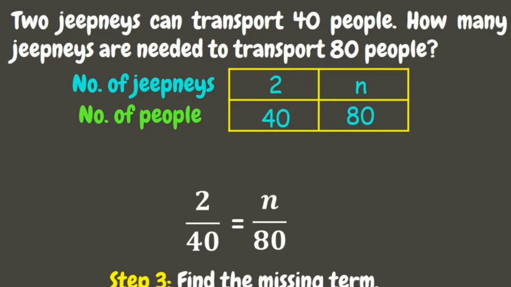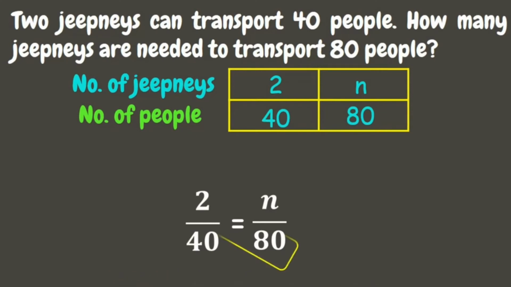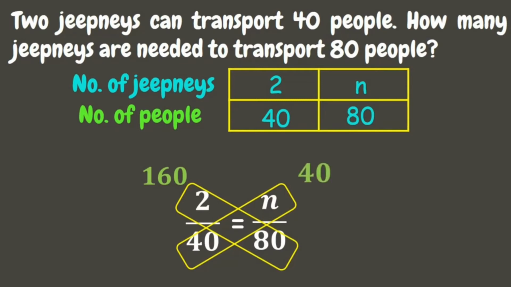The next thing is to find the missing number. To get n, we have to cross multiply. That is, 2 we multiply 80 and 40 we multiply n. So 2 multiplied by 80 is 160, and 40 multiplied by n is 40n. But we are going to ignore the n and divide the 160 by 40.